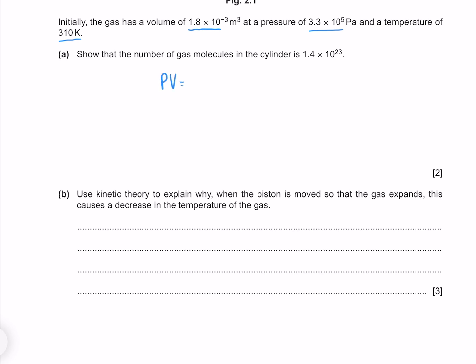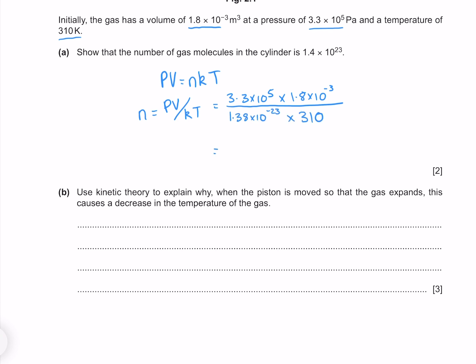Recalling our ideal gas equation, PV equals NkT, solving that for N by dividing both sides by kT, and now putting in our numbers. Where k is Boltzmann's constant, which you can find on the formula page. Which gives me 1.39 times 10 to the 23, which to two significant figures is what we're trying to find.